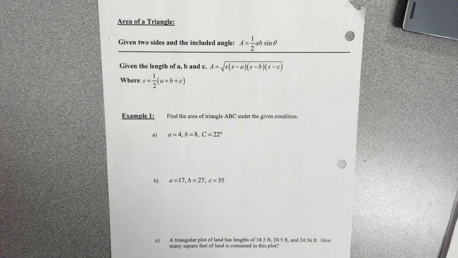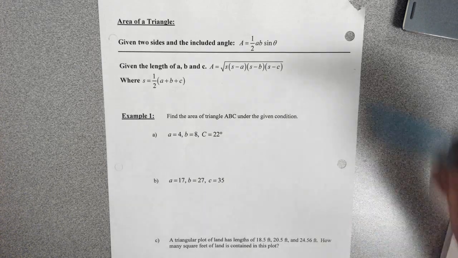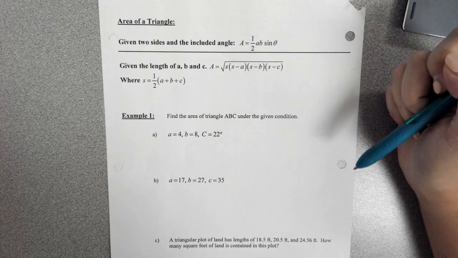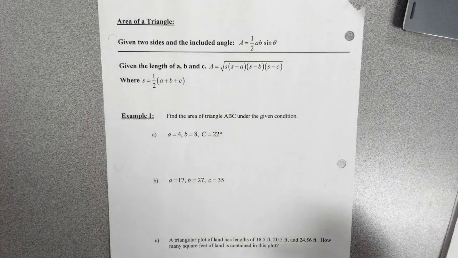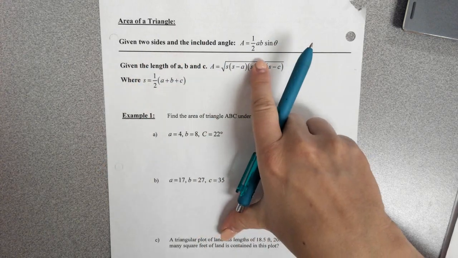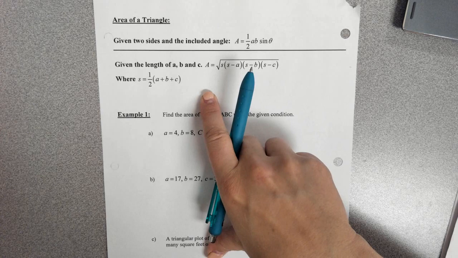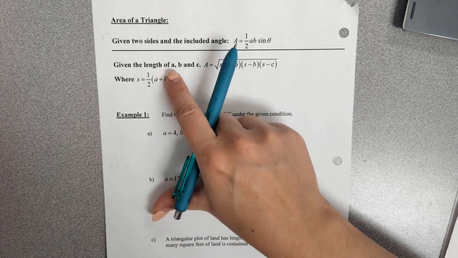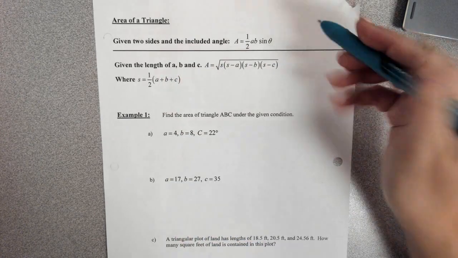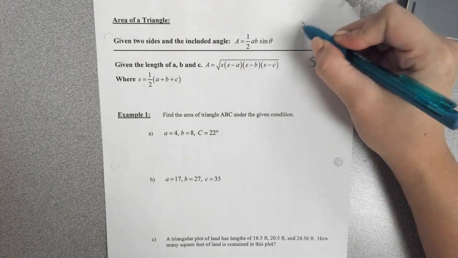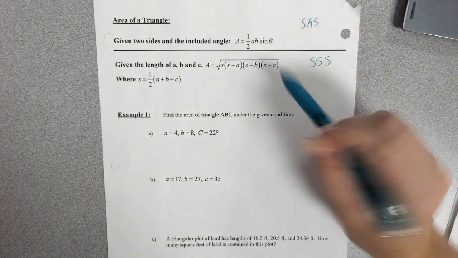All right, so this video is going to cover finding the area of an oblique triangle. In order to do this, we have two different processes or two different sets of formulas that we're going to be able to use. The first is used when we are given two sides along with the included angle. And then the second set of formulas is used when we are given the three sides, A, B, and C. So you can think of this as the side, side, side scenario versus the side, angle, side scenario.